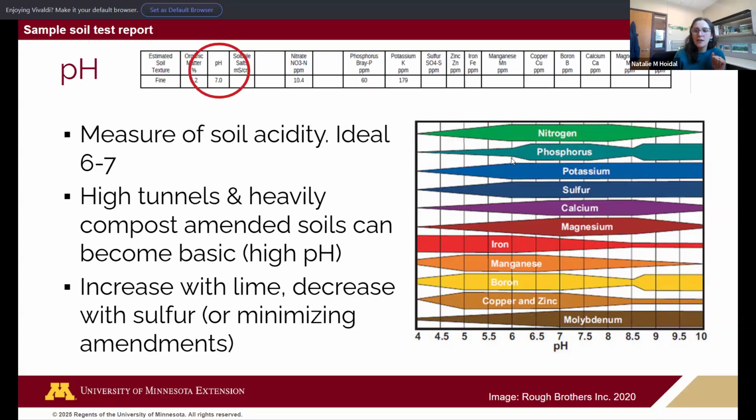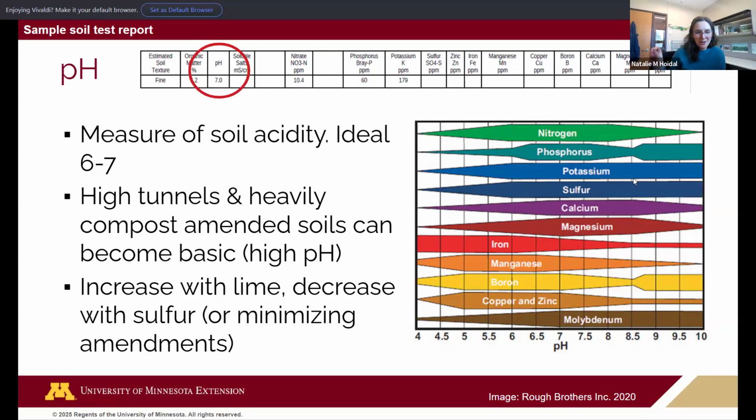We've got a graph here of all these different plant nutrients: nitrogen, phosphorus, potassium, sulfur, calcium, magnesium, iron, manganese, boron, copper, zinc, and molybdenum, and the ranges at which they're most available based on the pH of the soil. That sweet spot where your plants are able to access all of these nutrients fairly well is really from 6 to 7. If your pH is too low, your soil test will actually come with a specific recommendation for adding lime to bring that pH up. If your pH is too high, sulfur can be an option to bring it down.